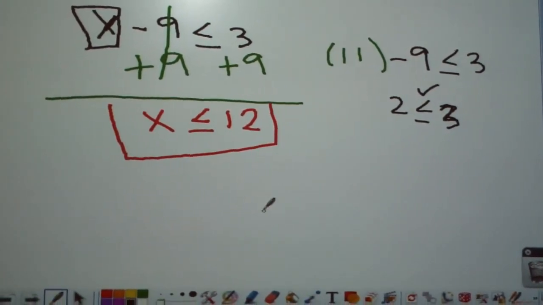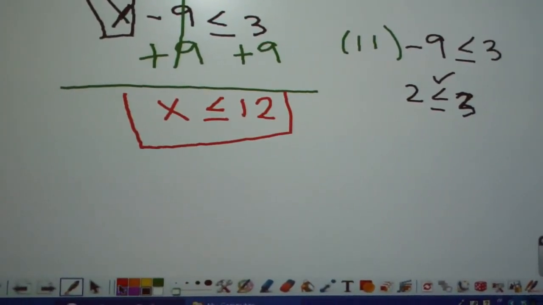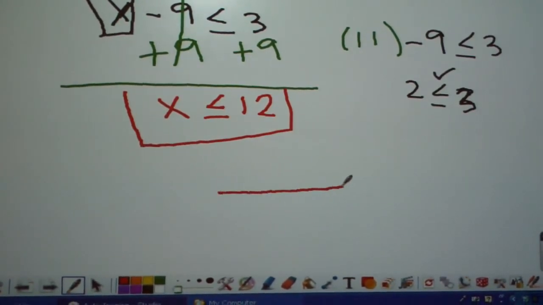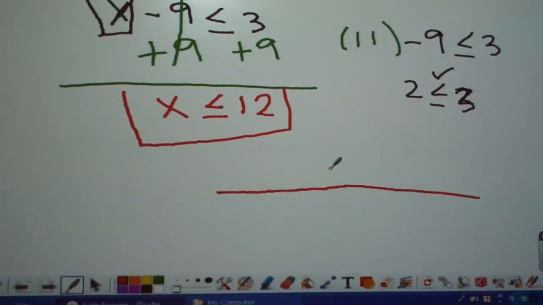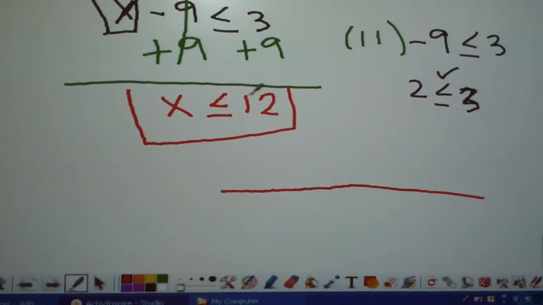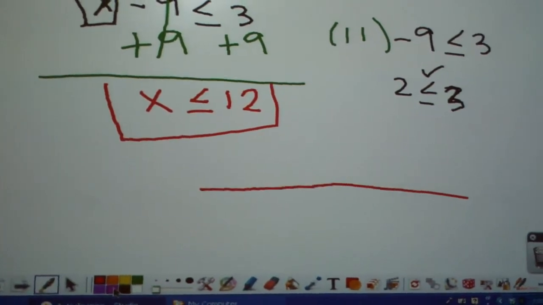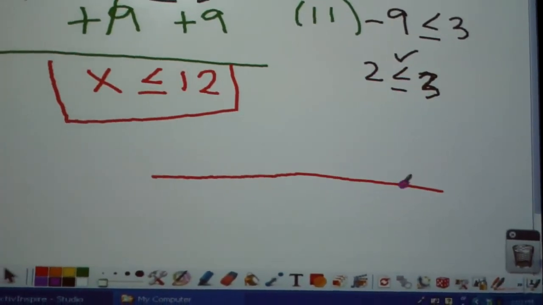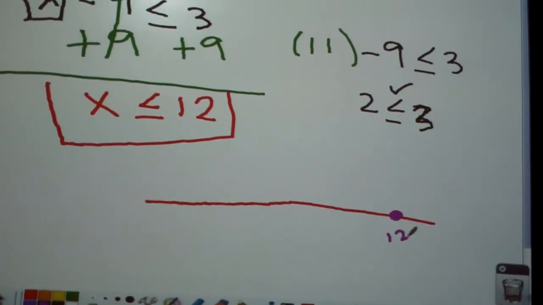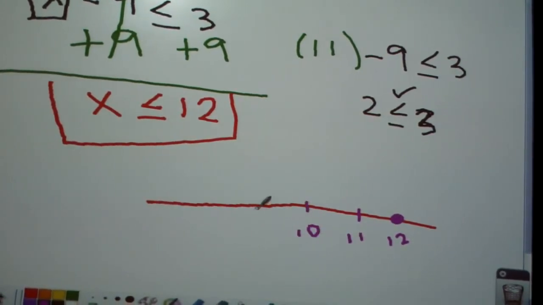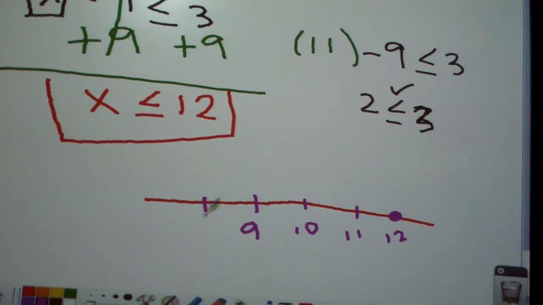All right, we can also graph this inequality. In order to do that, we draw a number line. And you want to first pick our point. So we have 12 as our answer. So that's where we're going to start. So we'll say that this is 12. And just number some points. So we have 11, 10, 9, 8.